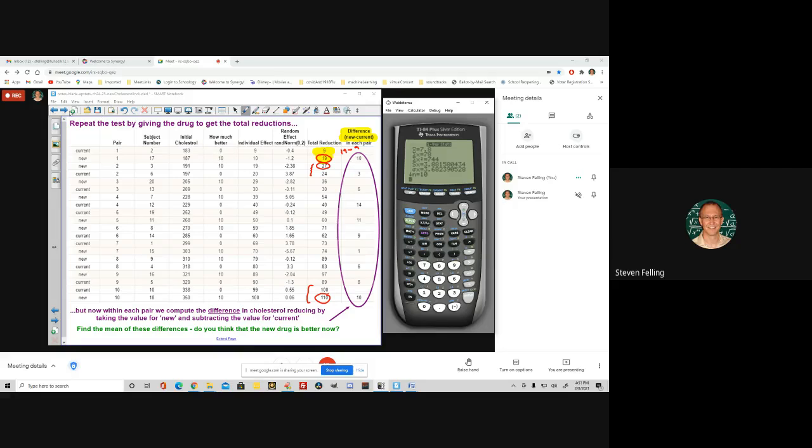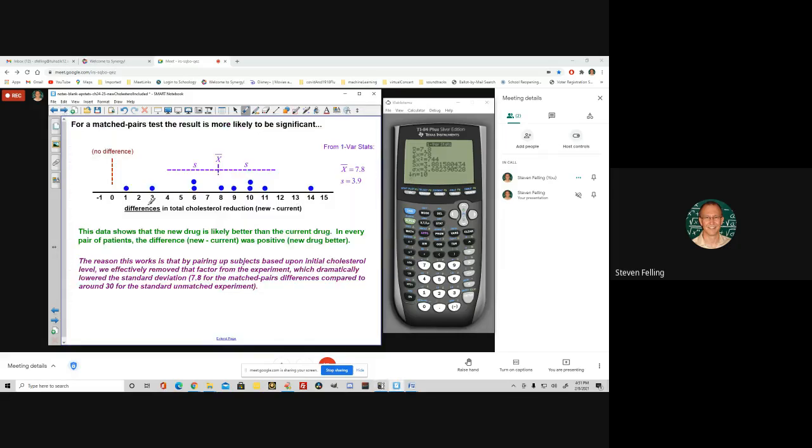With our first test, we weren't able to see that difference. But now I'm able to see that difference because even though there's still variation from patient to patient, the numbers are only varying from a difference in total cholesterol from 1 to 14. And the average is clearly above 0, which means that the new drug is likely better than the old drug. The main reason, though, isn't really because of the particular numbers. It's because of the fact that this standard deviation is so much lower, right?